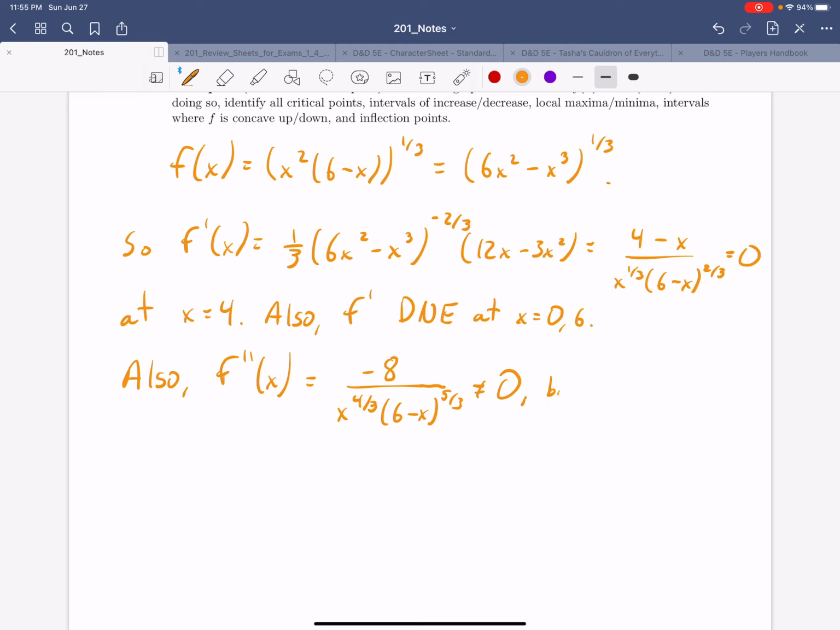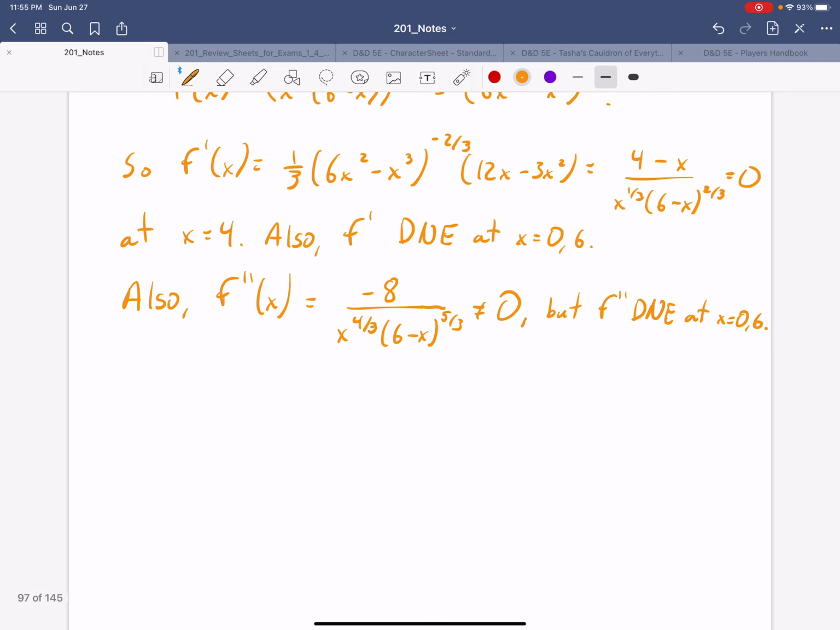Maybe I'll put a comma, but note again that f prime does not exist at x equals 0 or 6, right? And again, that should be kind of clear because the first derivative didn't exist there either. So of course the second derivative would not either. Like that's just a given, right? If a function doesn't exist at an x value, then its derivative won't. So anyway, now we have all of these, so now we can create our derivative chart.